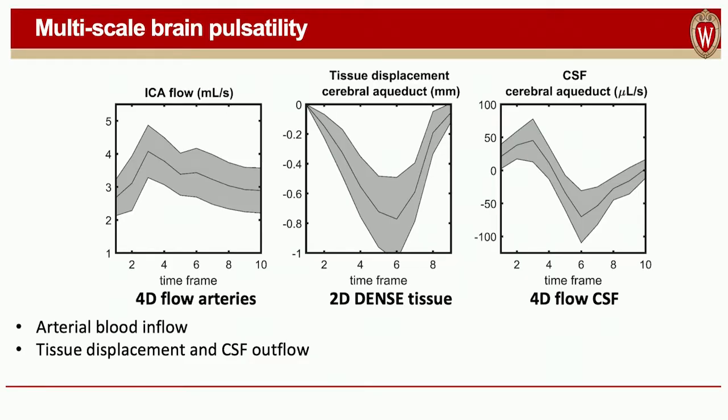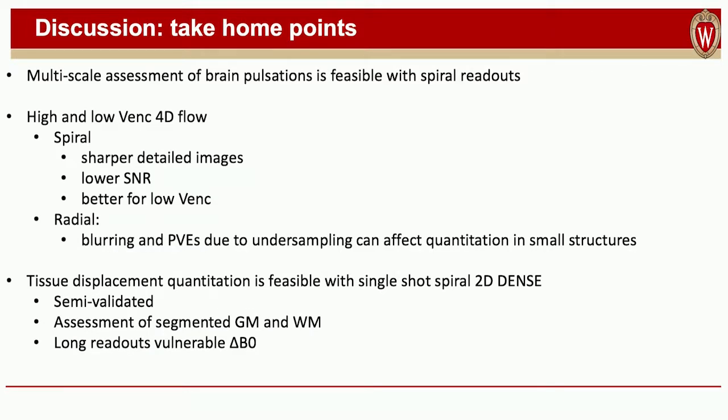So if we combine all these modalities, we can get a picture of multi-scale brain compliance. For example, here you see how the cardiac pressure comes into the internal carotid artery. This leads to tissue displacement, which eventually seems to push CSF in and out of the brain. And we can use this information to characterize all the parameters that I mentioned earlier.